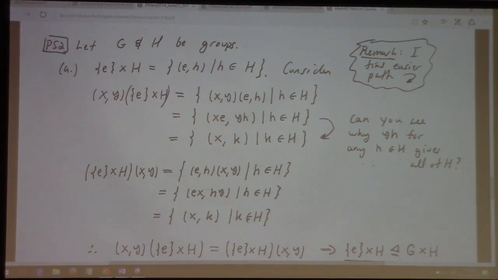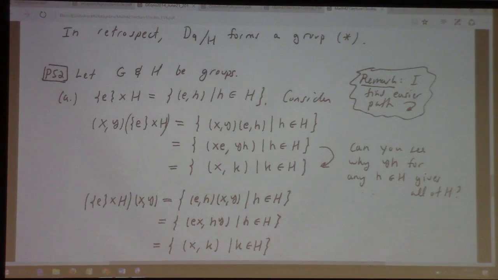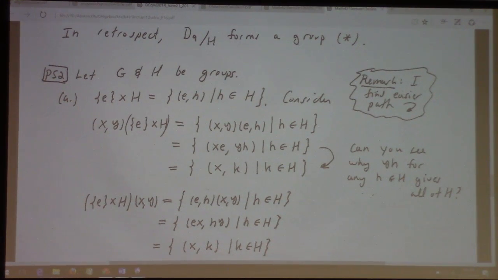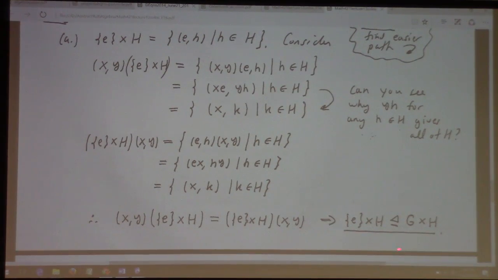Let's see here. So this is great and all, but here I explicitly show the left and right cosets are equal, so it's normal. That's what this argument is, but there's a better argument on the next page, so let's look at that one. The question was to show that the identity Cartesian product with H is a normal subgroup of G cross H, if I remember right. Yeah, that's my punchline down here. Here's a better argument.